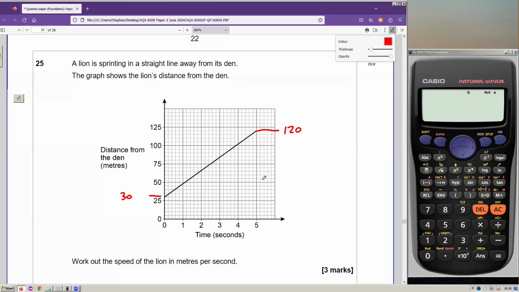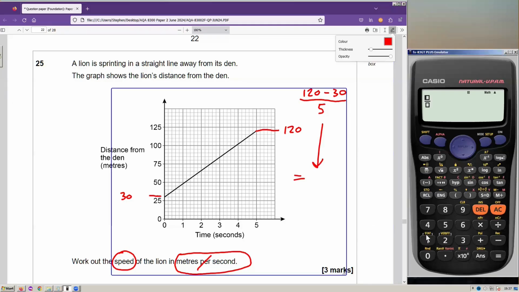So in 5 seconds, first of all, what I do about speed, if you're not sure about speed, it tells you meters per second. Per means divide. So it means the meters, which is the distance he's run, so it's 120 minus 30, divided by the number of seconds. It took him 5 seconds to run that distance. They want the answer in meters per second. So I can just work that out on the calculator.